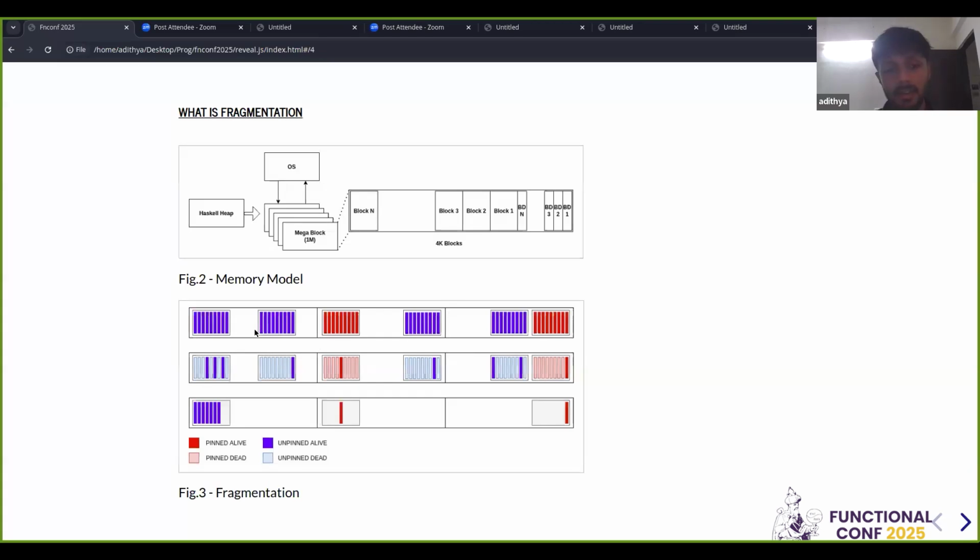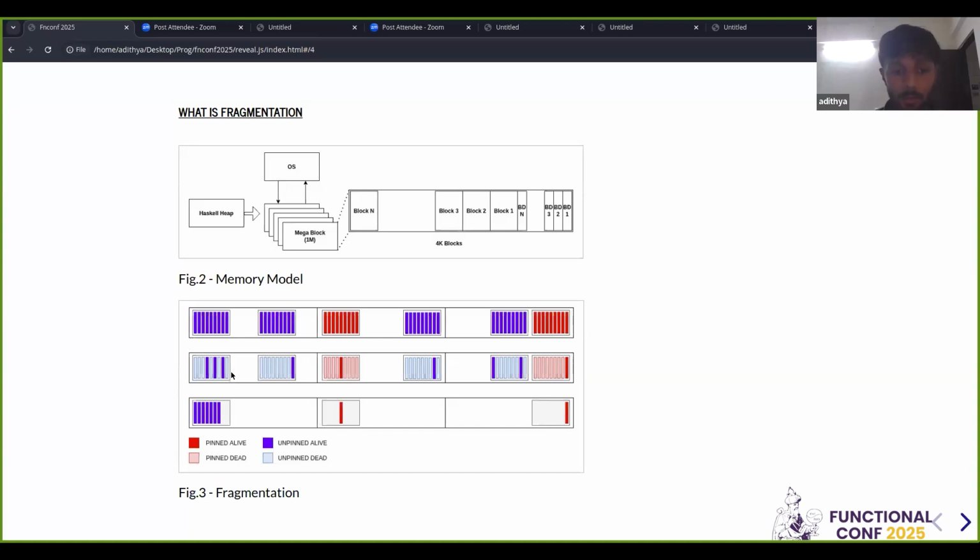As time progresses, some of the closures die off. That is indicated by state number 2. Here the light blue closures are dead closures, and the dark blue closures are the alive closures. Even in the pinned memory, you have some dead closures and some alive closures.